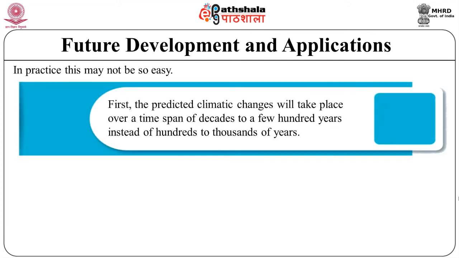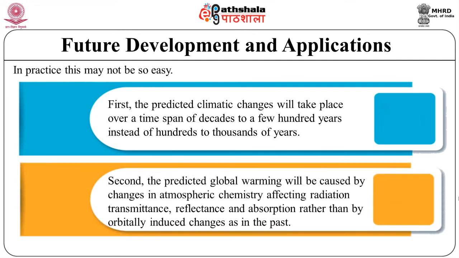First, the predicted climatic changes will take place over a time span of decades to a few hundred years instead of hundreds to thousands of years. Second, the predicted global warming will be caused by changes in atmospheric chemistry affecting radiation transmittance, reflectance, and absorption rather than by orbitally induced changes as in the past.